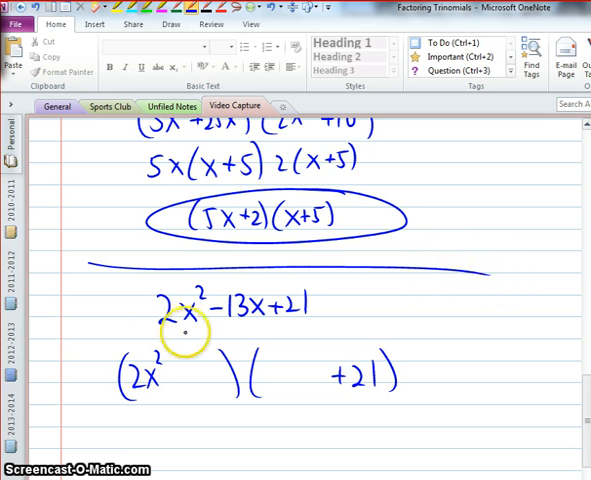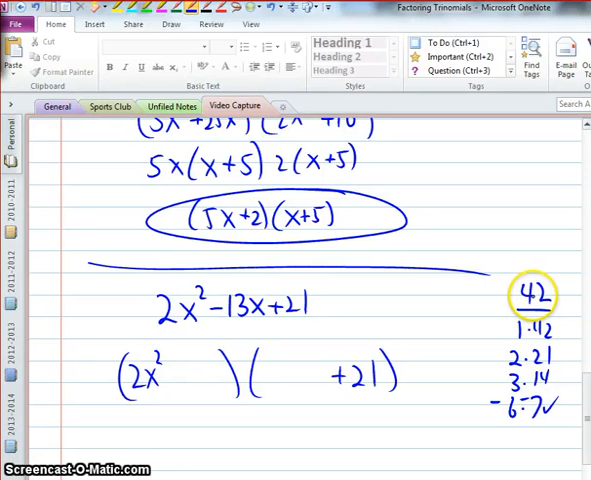Well, we're looking for the factors of 2 times 21, so we're looking for the factors of 42. 2 times 21, 3 times 14, 6 times 7. Wait, 6 and 7 add up to 13, but they have to add up to negative 13, so what if we made them negative 6 and negative 7? Because a negative times a negative is a positive, they still would multiply to make positive 42, but they would add to make negative 13.